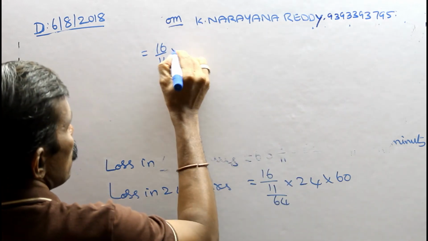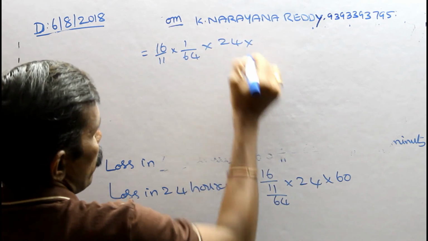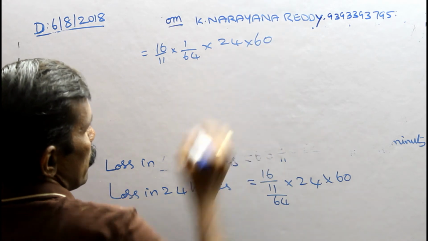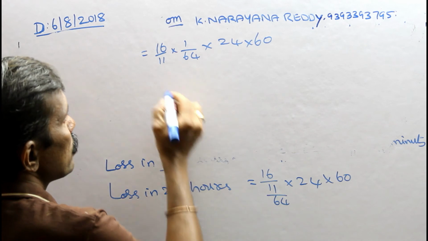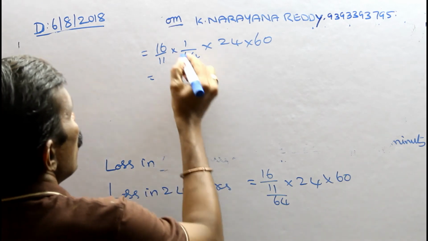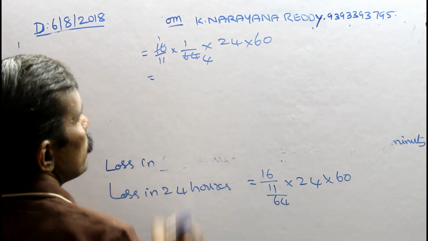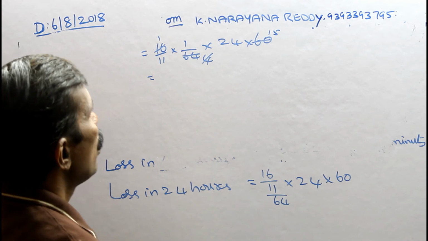This will go downward: 164 into 24 into 60. Don't worry about this. This is 161 by 64. Now divide this. What do you get? 16, 1 ja; 16, 4 ja. Okay, 4, 1 ja; 4, 15 ja.